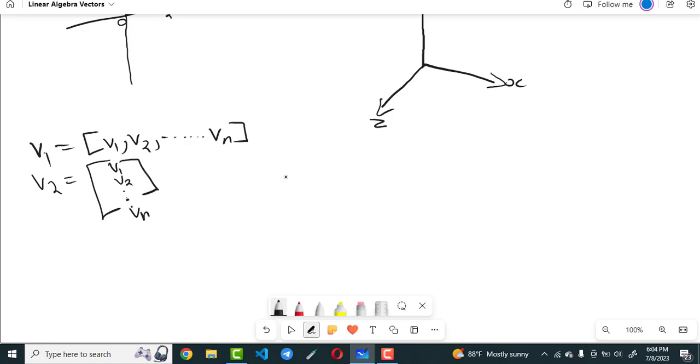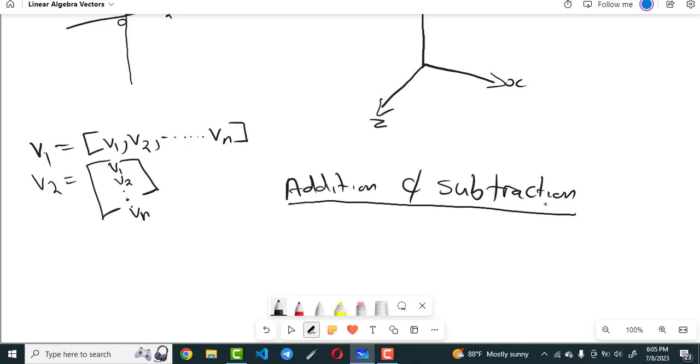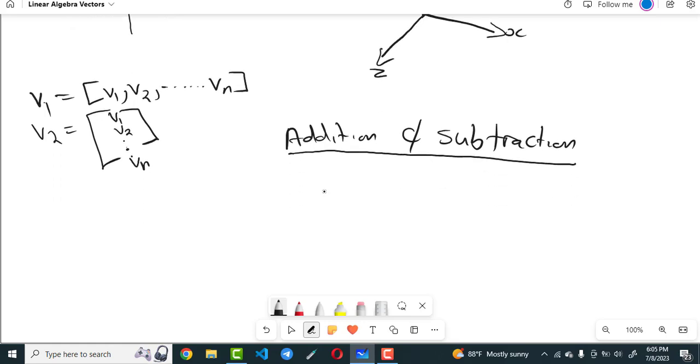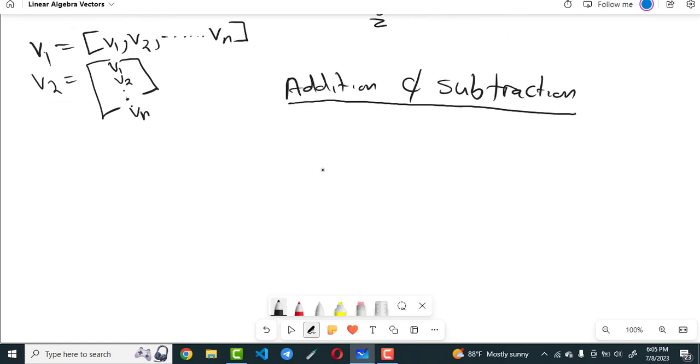Now, let us take a look into vector operations. We only solve vector algebra if the vectors are of the same dimension, 2 dimensions or 3 dimensions. So let us start with addition and subtraction of vectors. When you are doing addition and subtraction of vectors, you should make sure these vectors are within the same dimension. Let us see by coordinates.